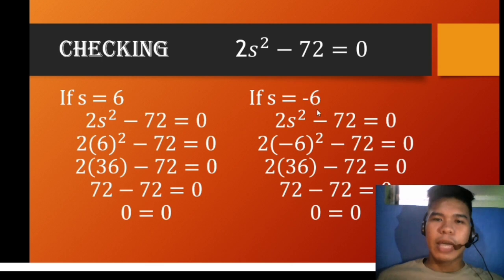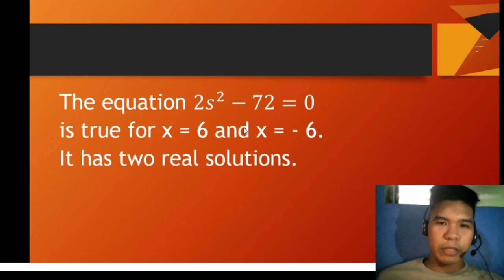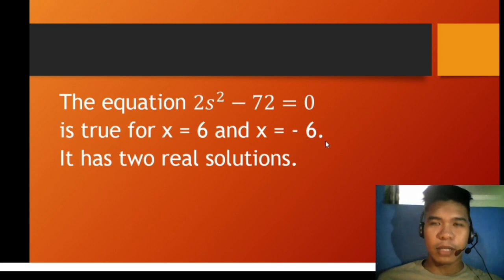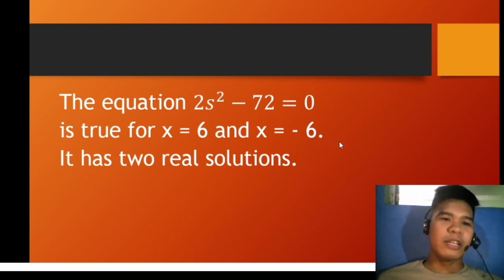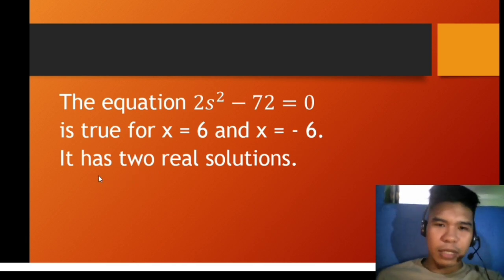Therefore, s equal to negative 6 is also a solution for the equation 2s squared minus 72 equal to 0. The equation 2s squared minus 72 equal to 0 is true for s equal to 6 and s equal to negative 6, as you can see from the checking. So therefore, again, it has two real solutions.